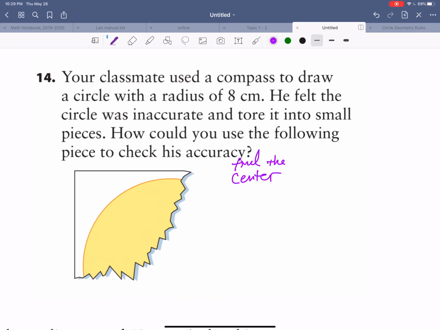Find the center of the circle. If you find the center of the circle, you can just test whether the radius is 6 or not, or 8 or not. Okay, so how do we find the center then?